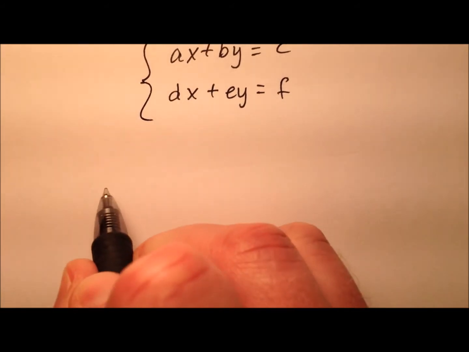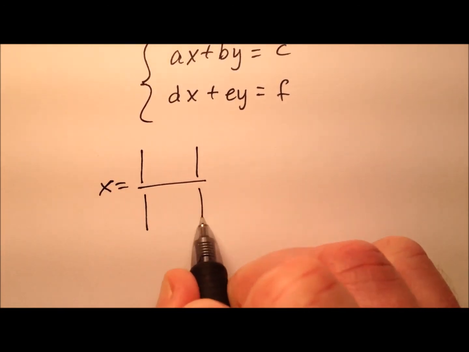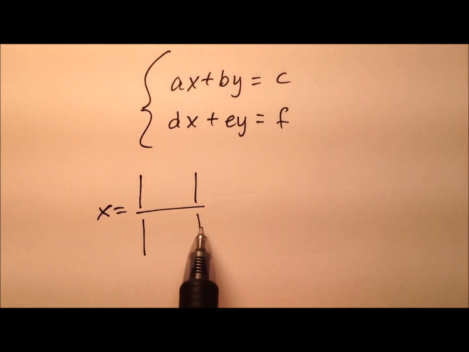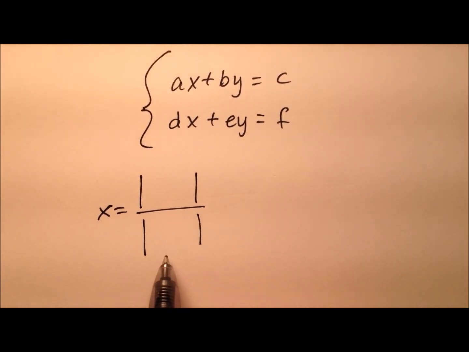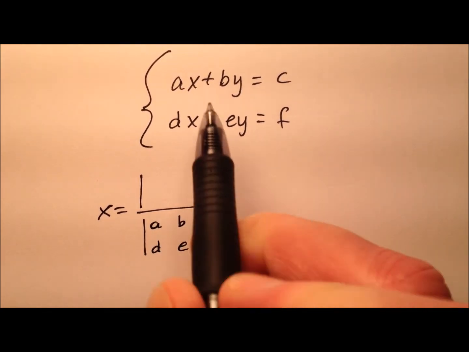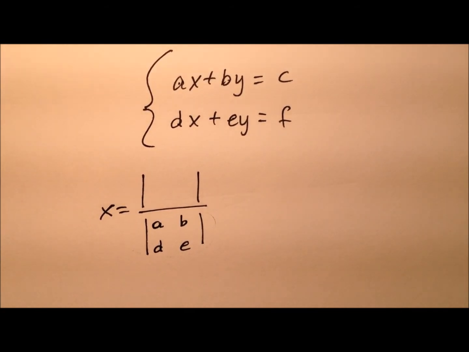Our x value, we said, was the ratio of two determinants. But where do these determinants come from? The bottom one is going to be the coefficient matrix, so a, b, d, e. That's the denominator, no matter if you're solving for x or for y.